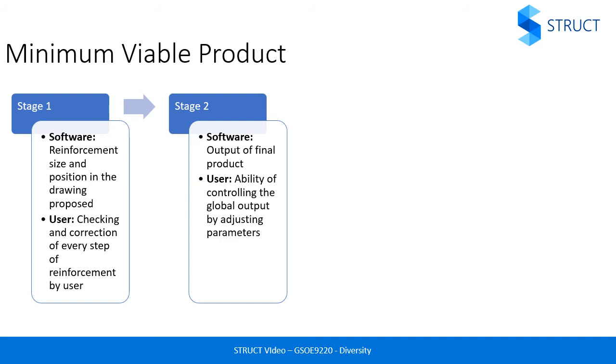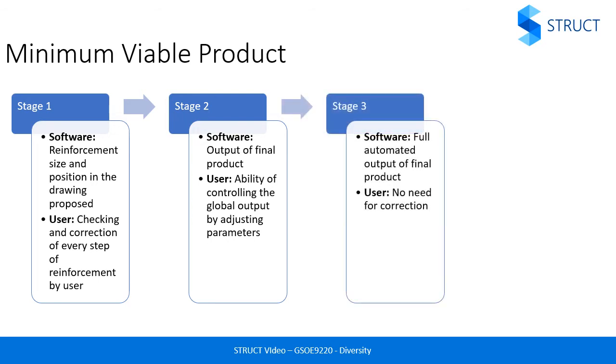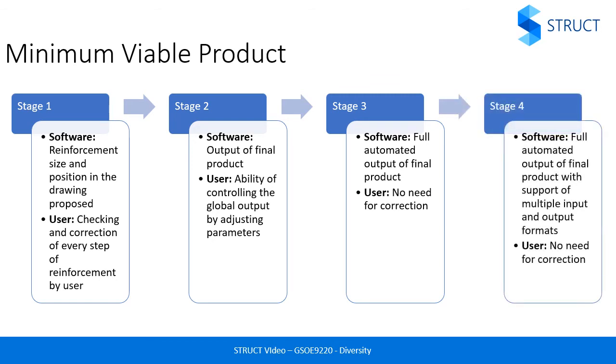The user has the ability to control the global output by adjusting the parameters. In stage 3, Struct provides an automated output of the final product. This means there is no need for human correction. The difference between the final stage 4 and stage 3 is the support of multiple input and output file formats.